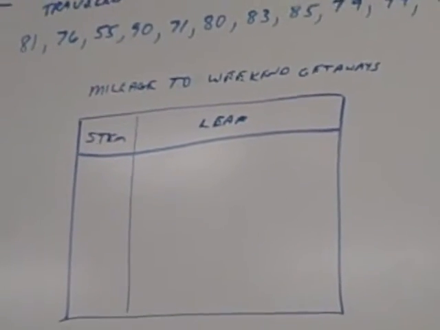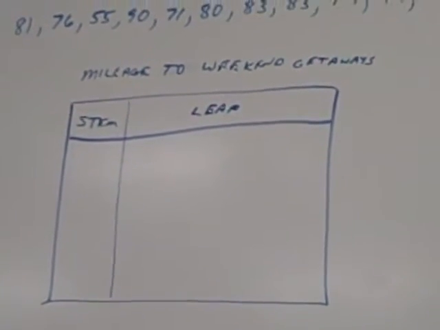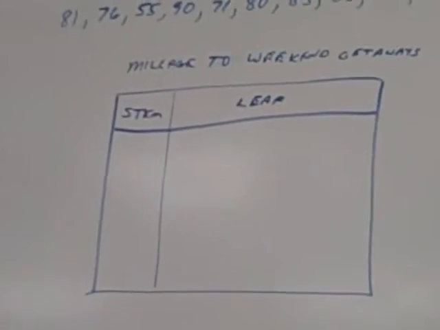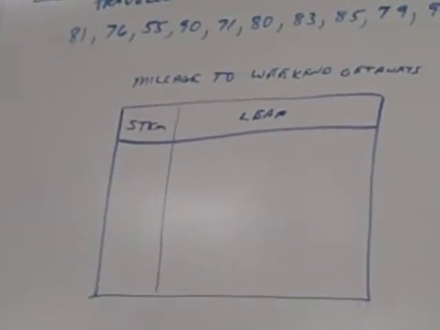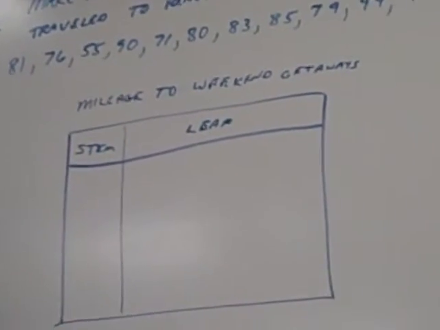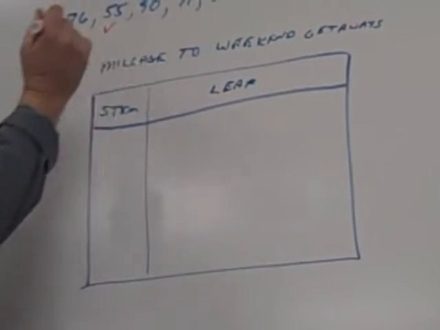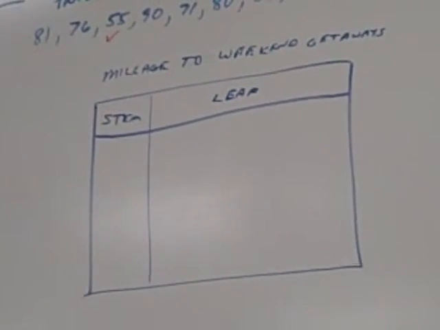So, let's find the smallest mileage up there, which is what? 55. Everybody agree it's 55? Yes, sir. There's nothing smaller than 55. So, I'm going to find 55. I'm going to change colors. Here we go. Check mark it. Why am I check marking it? So you know you've already used it. I'm not going to repeat it.